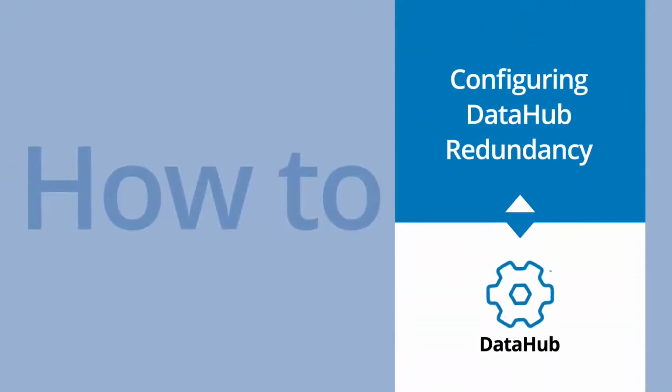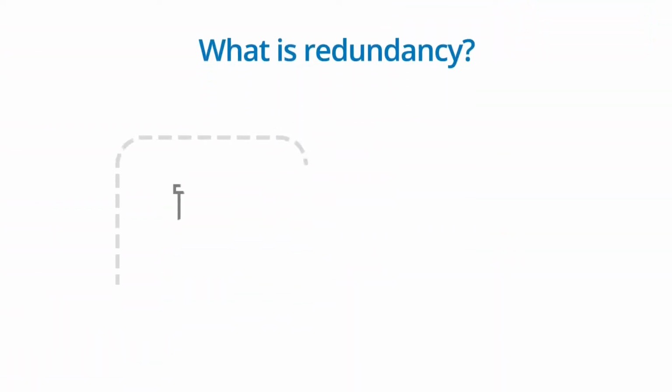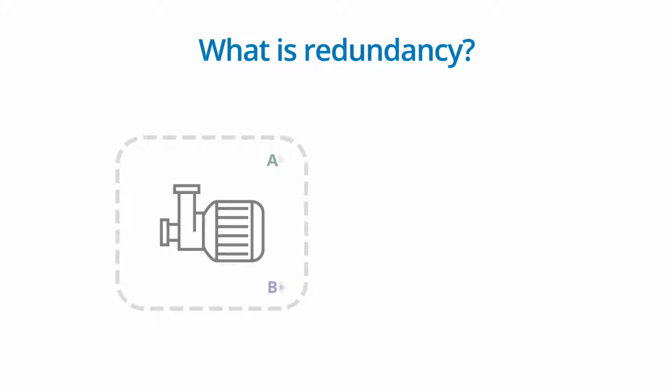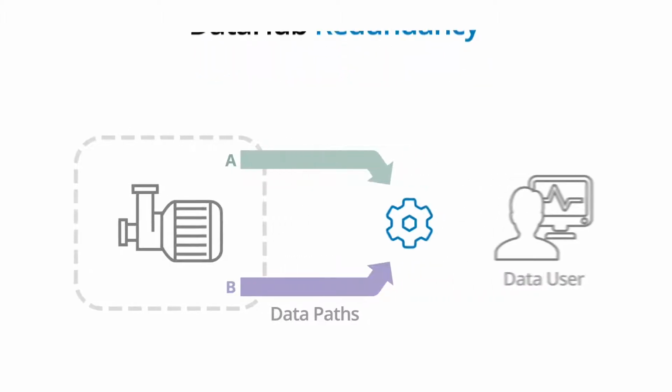Today, we are going to configure the DataHub's redundancy feature. So first, what is redundancy? It's when you have two data paths for one source, so that if one of the paths fails, the data still reaches the user. This works by using a redundancy broker like the DataHub.